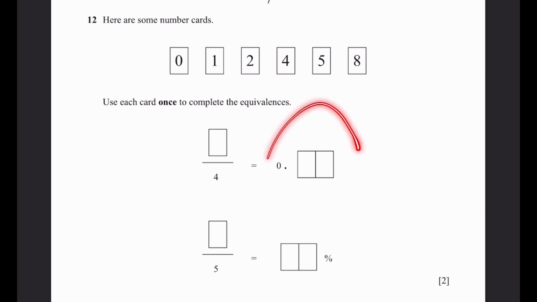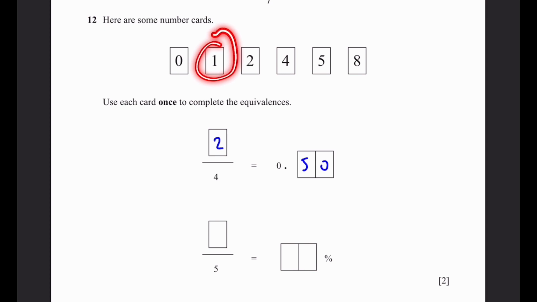So if we need to get a decimal, then we need this number to be smaller than 4. So 4 by 4 is 1, so we cannot have that. 0 by 4 is 0, so we can't really have that either, because we need decimal places. So it's either 1 or 2. 2 by 4 is equal to 0.5, but we need another 0 there, which we have. So let's try that.